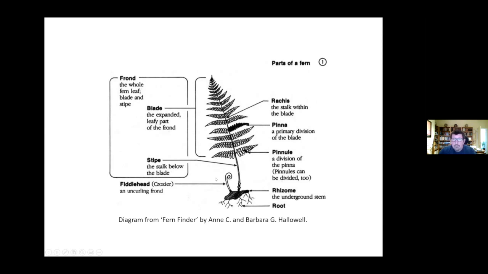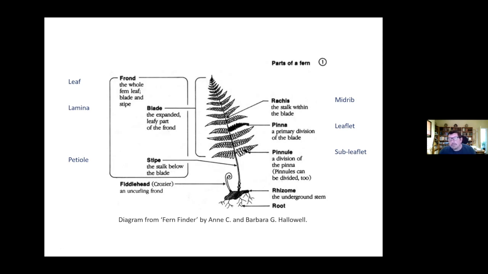Now, if you're more familiar with flowering plants, these are equivalent terms that you'd find in flowering plants. So the leaf is equivalent to the frond, the lamina of the leaf is equivalent to the blade, the petiole is to the stipe, the midrib is to the rachis, the leaflet to the pinna, and the subleaflet to the pinnule. So these are a set of terms specific to ferns.